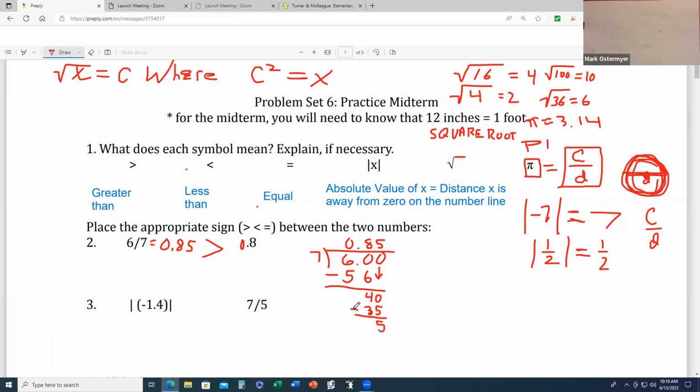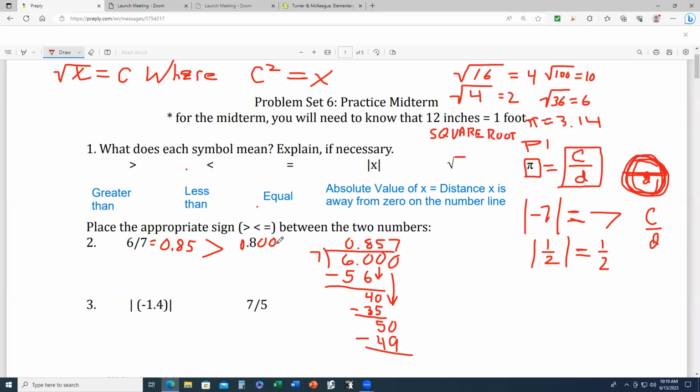Five. Add a 0, drop a 0 down. 7 divides into 50. How many times? 7 times. 7 times 7 is 49. And you could go on forever, correct? All right, so 0.857 is greater than 0.800, isn't it? Okay, see how we did that?